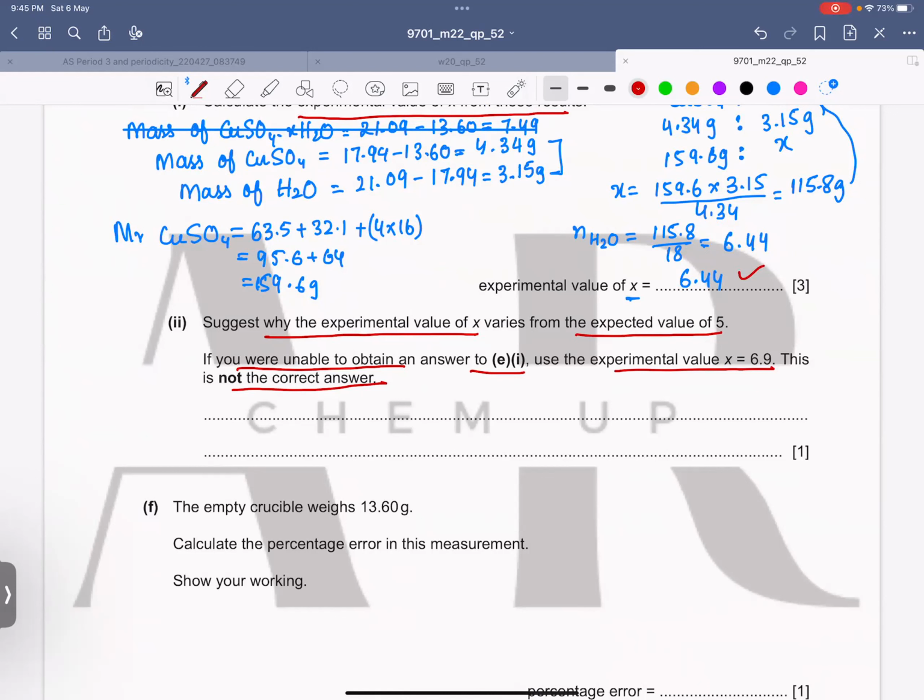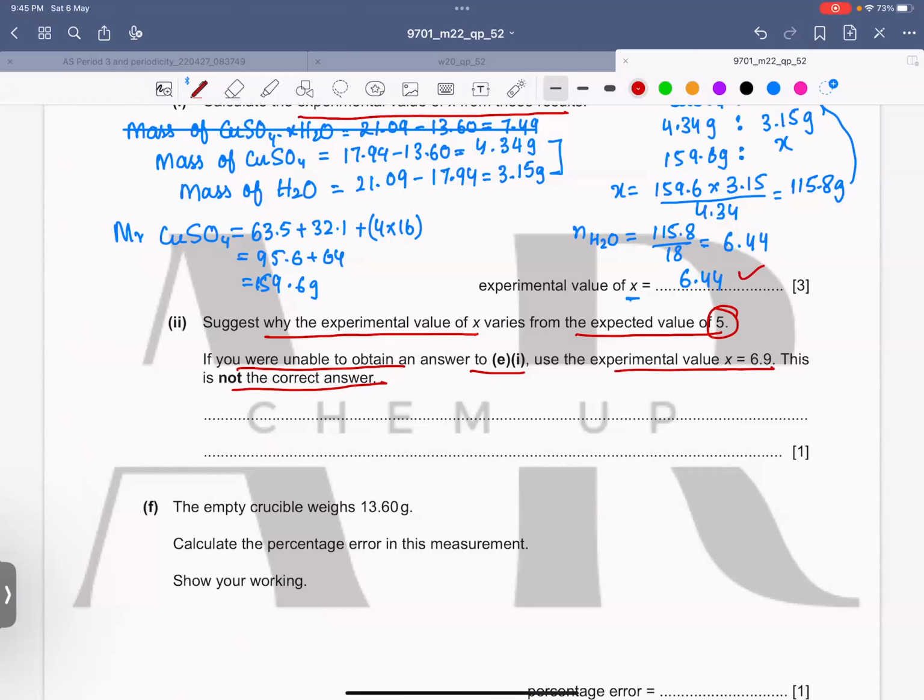Who can answer this part, why the value is greater? Sir, some water must have been left. Think again. If some of the water had not escaped, then how could the value be greater for the water? It must be lesser than 5, right?